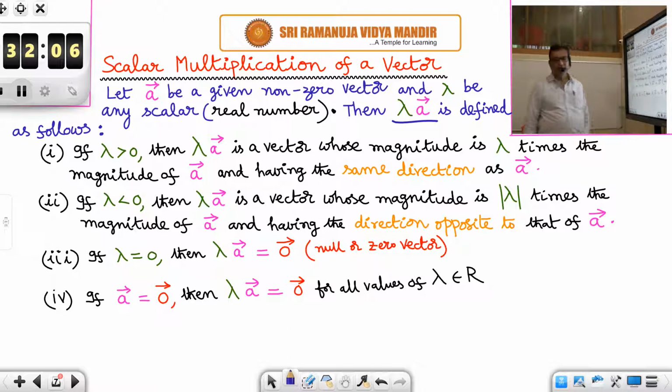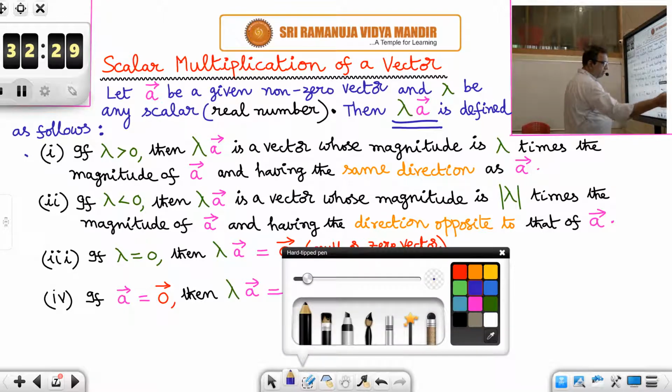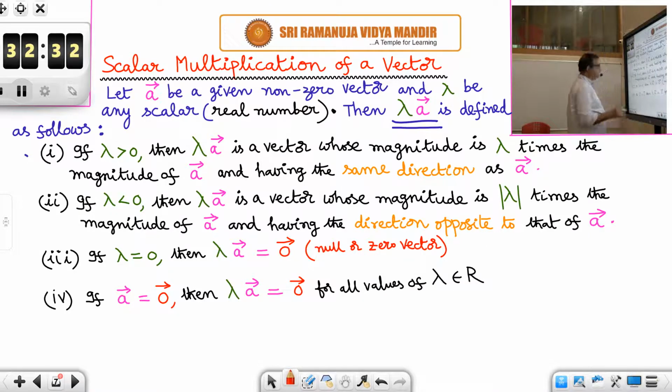5A bar, root 2 A bar, 11 by 3 A bar. What is the meaning of that? A bar is a vector. A vector is being multiplied by a real number. Lambda is nothing but a scalar. Scalar means real number. What is the meaning of that? That we are defining here. So there are three definitions here, three cases. Lambda may be positive, lambda may be negative, lambda may be 0.